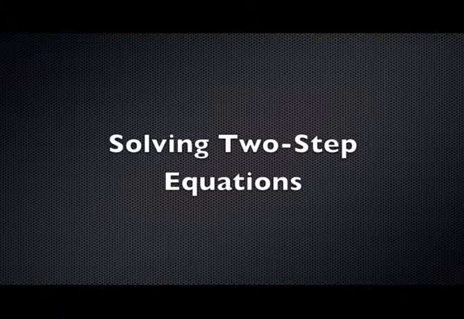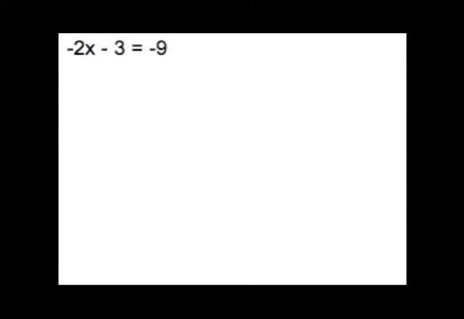This video tutorial will show how to solve two-step equations. Our first example will be -2x - 3 = -9. Again, we are going to try to isolate our variable x, or get it alone on one side of the equation to determine its value.